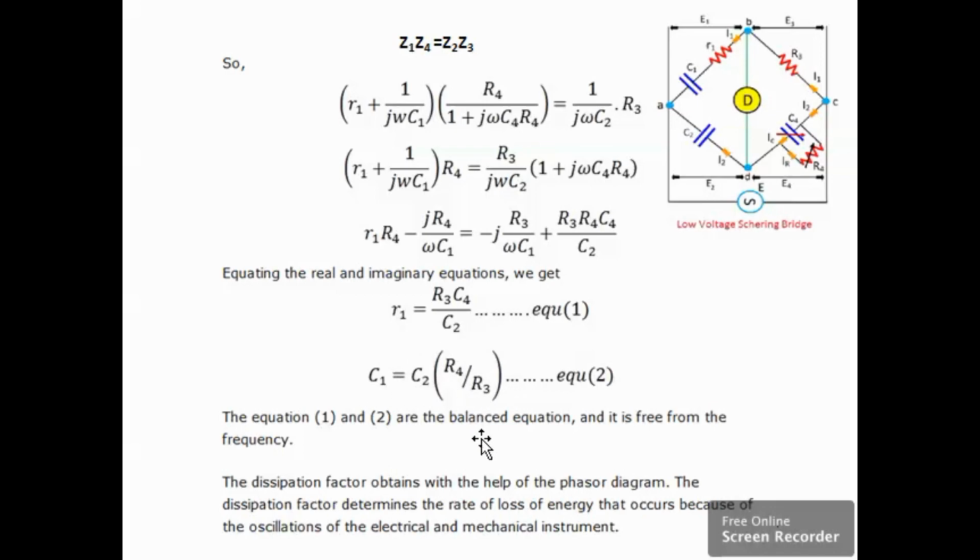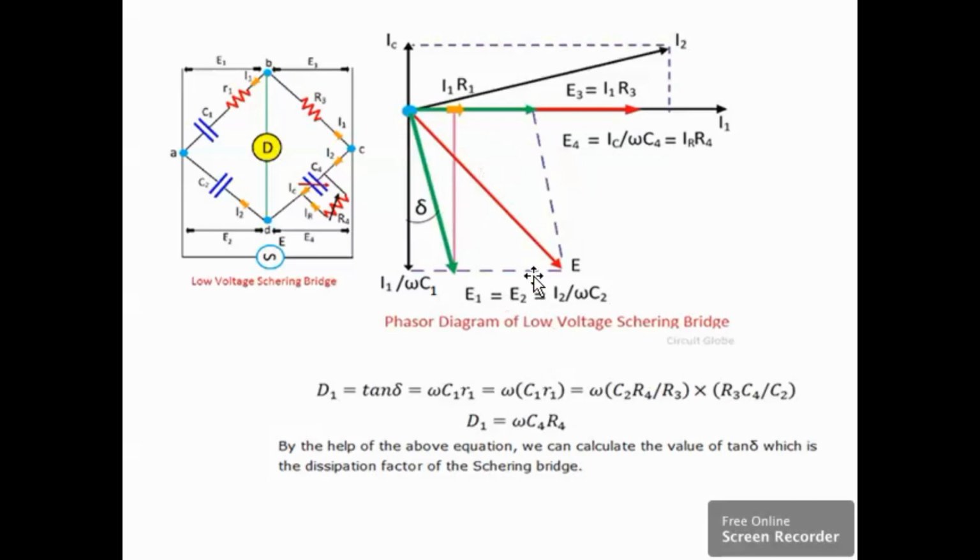The dissipation factor is obtained with the help of the phasor diagram of the Schering Bridge. The dissipation factor determines the rate of loss of energy that occurs because of the oscillations of the electrical and mechanical instrument. Here you can see the phasor diagram representation. I1 is the reference, and here is I1 R1. This I1 R1 plus I1 by omega C1, these two, the resultant will give you E1, because here R1 and C1 are connected in series.